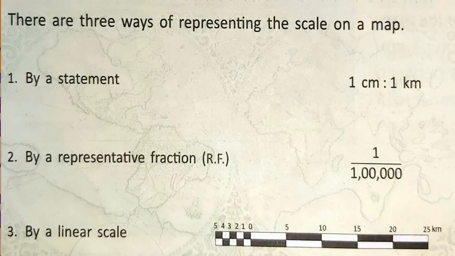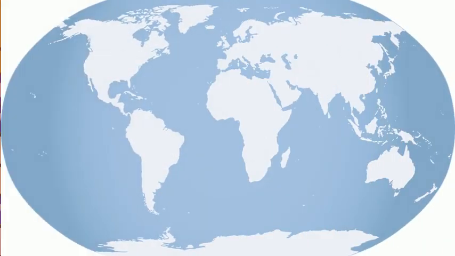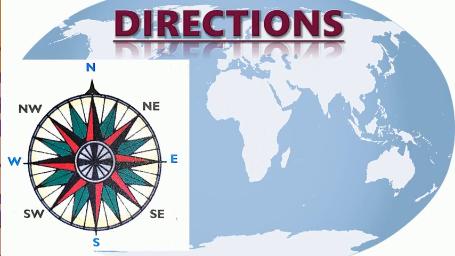So these are the three ways of scaling a map. Moving on to the very second component of a map, and that is directions.